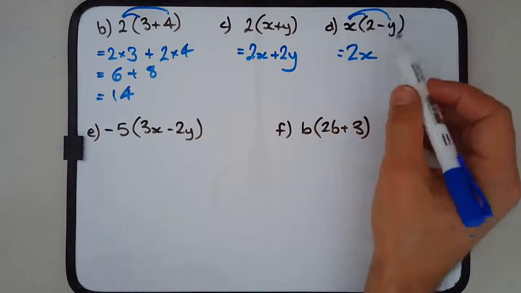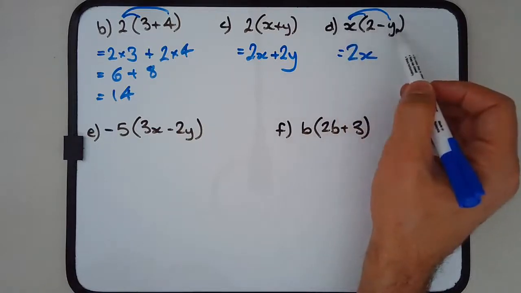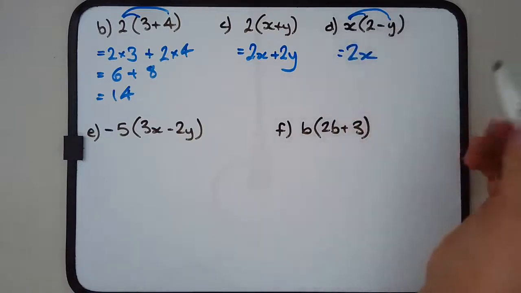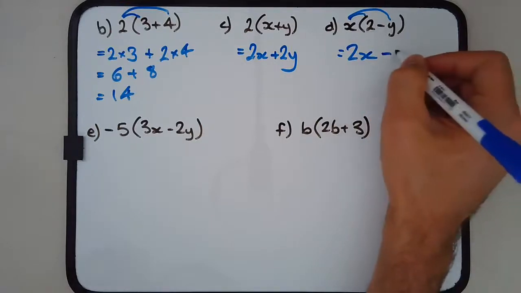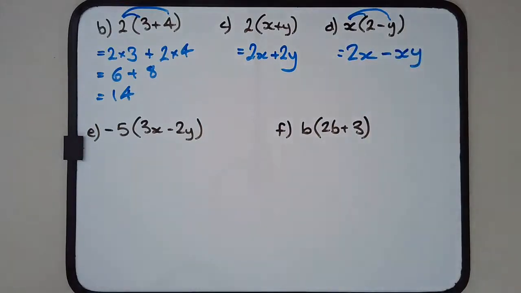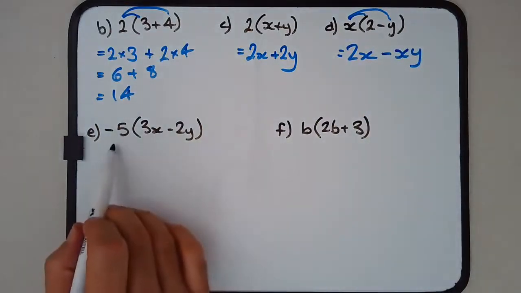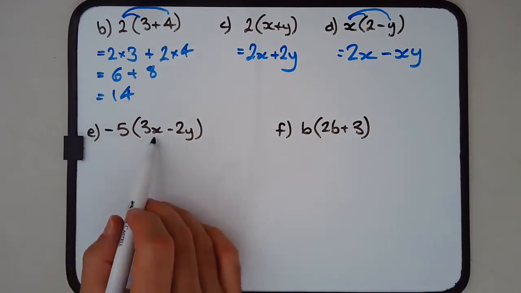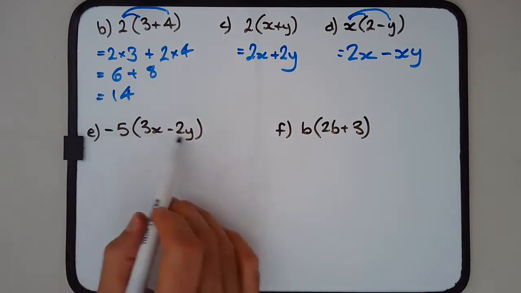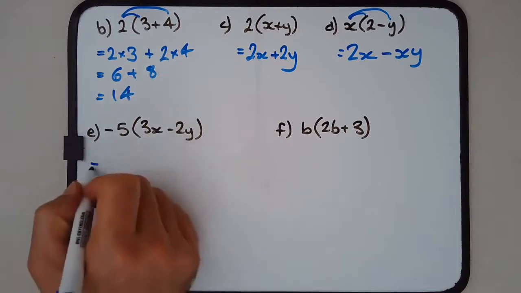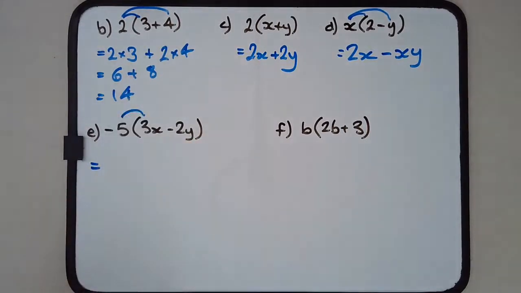Okay, so that's how you got to think. X times negative y. A positive times a negative gives you a negative, so that's going to be negative xy. Okay. Part E, negative 5 times 3x, negative 5 times negative 2y. I'll just show you that again.